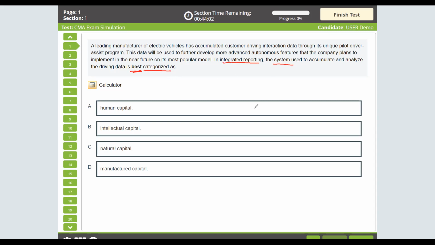Integrated reporting. In integrated reporting, we have 6 capitals. Even before we look at the answer choices, let's try to answer it in our mind. So we have 6 capitals in integrated reporting. I have an acronym for it. I call it SHINMAFI.